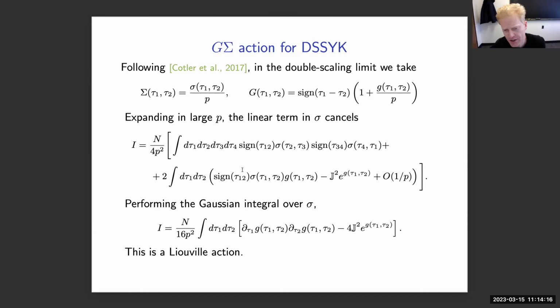Then we can integrate out sigma because it's quadratic here, and we get a quadratic term in G, and this is a kinetic term. So when we integrate out sigma, we remain just with this small g. This is a kinetic term, and this is a Liouville potential, exponent of g. The bottom line is that for double-scaled SYK, the G sigma action, where we remain just with g, is a Liouville theory. Is there any question about this?